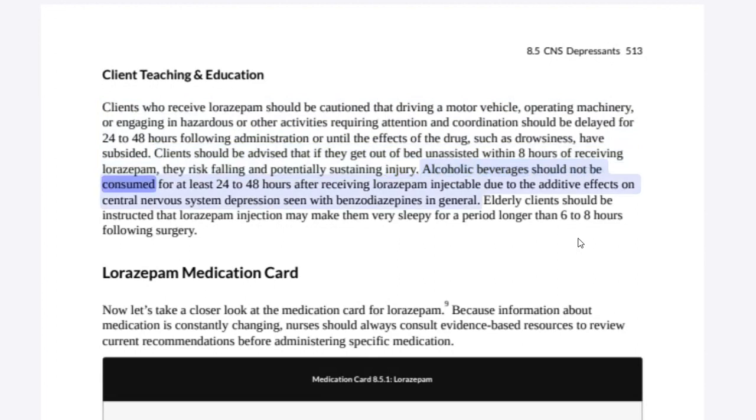Alcoholic beverages should not be consumed for at least 24 to 48 hours after receiving lorazepam injectable due to the additive effects on central nervous system depression seen with benzodiazepines in general. Elderly clients should be instructed that lorazepam injection may make them very sleepy for a period longer than 6 to 8 hours following surgery. Lorazepam medication card.